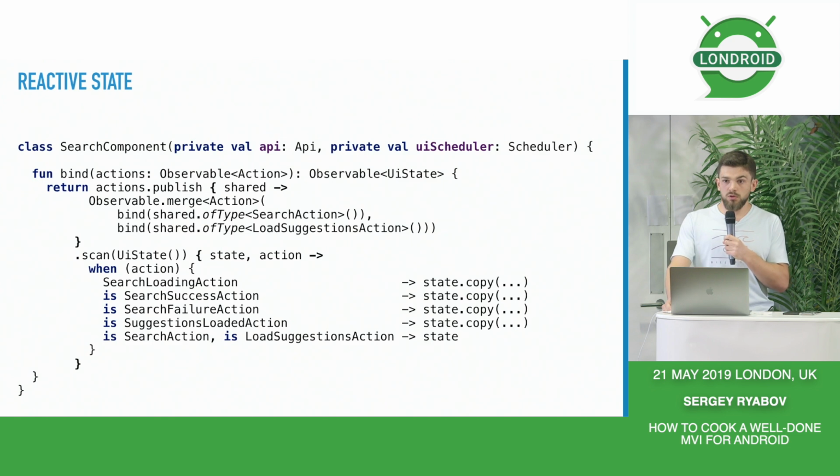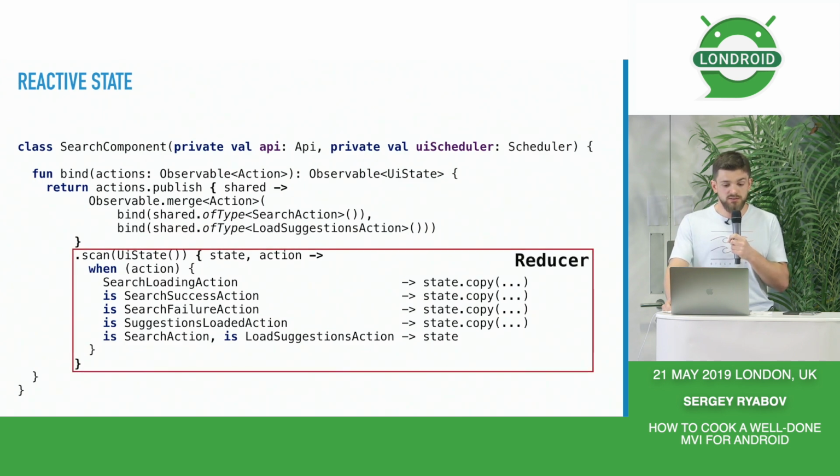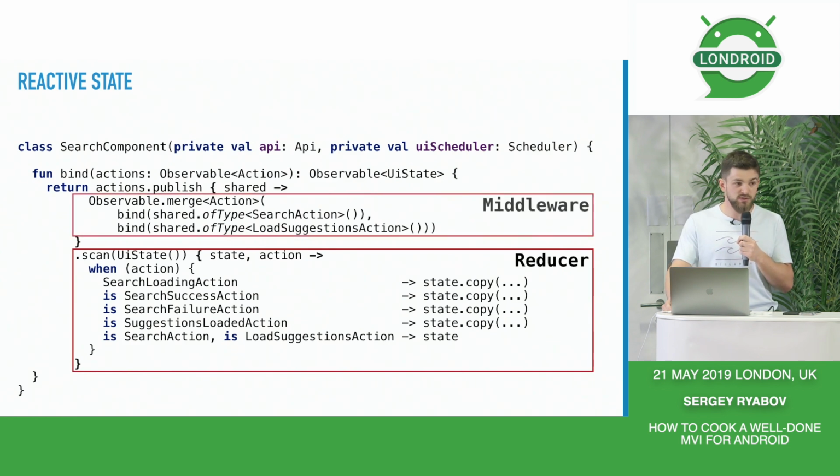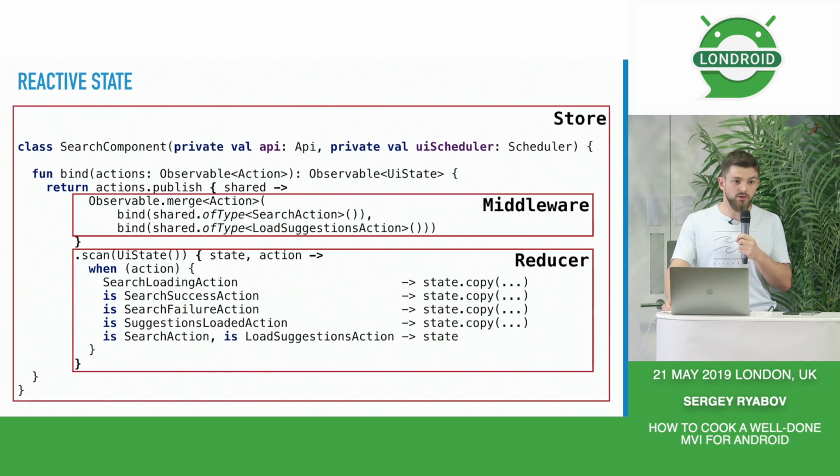If we will look closely to our implementation of business logic, we may spot some similarities and understand that this part is, in particular, a reducer implementation. This part looks very similar to middleware stuff, and altogether it's a store.